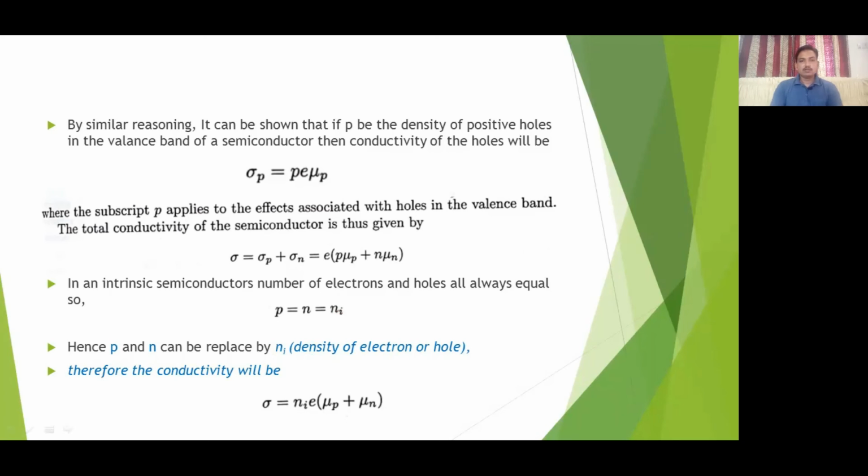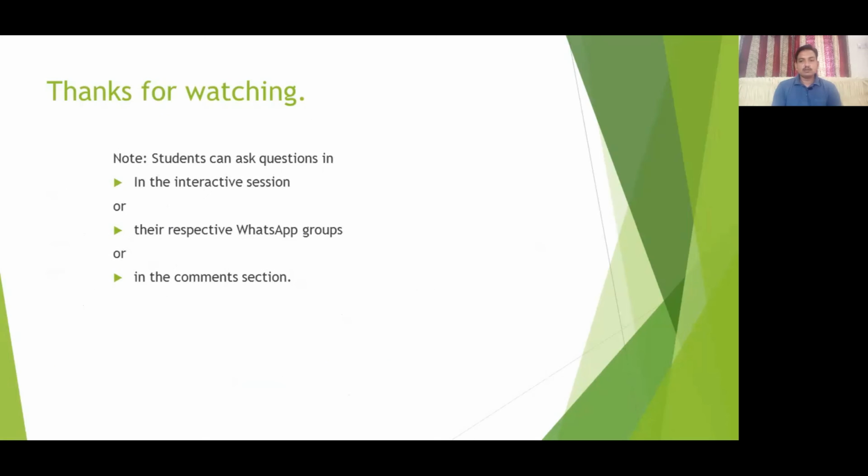Therefore, the conductivity will be written as sigma equals Ni e (mu P plus mu N), since P and N are replaced by Ni, taken as common. So conductivity is basically proportional to the sum of the mobilities of both the electron as well as the holes. So this is our discussion from today's lecture.